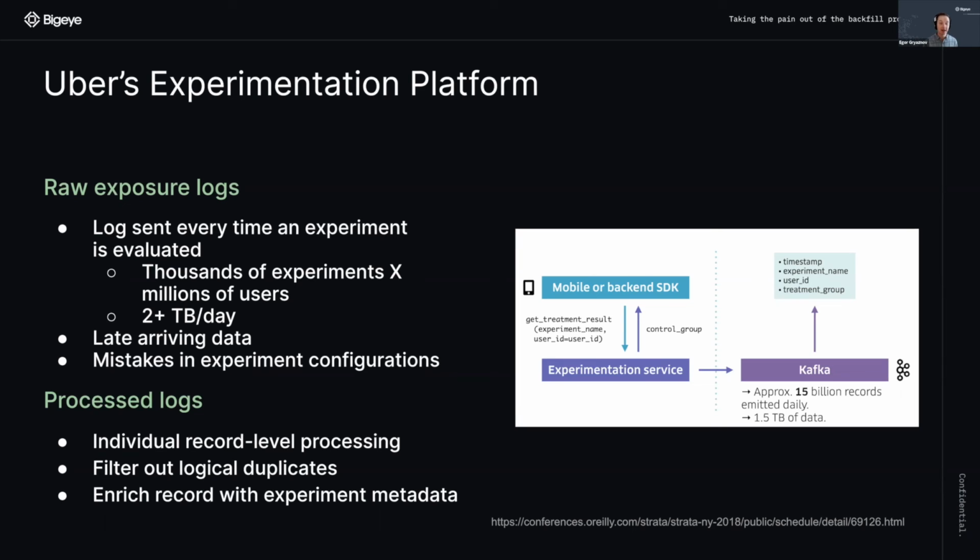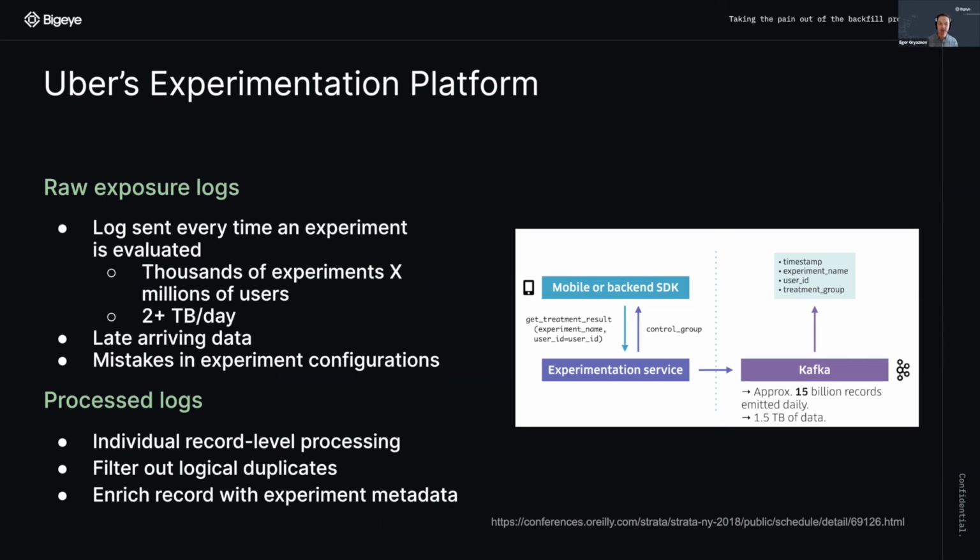Now, because we had thousands of experiments by millions of users every day, that generated 1.5 terabytes of data a day here on the slide. By the time that I left, Uber was well over 2 terabytes a day of data and billions, tens of billions of records daily for just these raw logs. And logs were pretty straightforward. They were simply at this time, this experiment, this user entered this group.